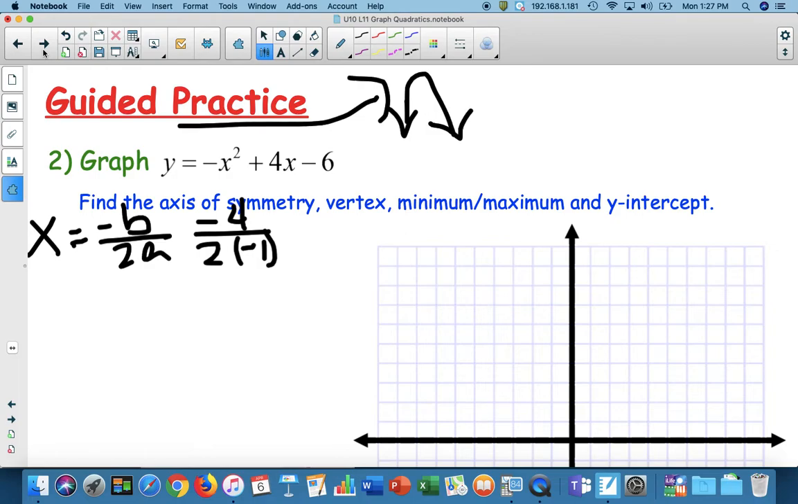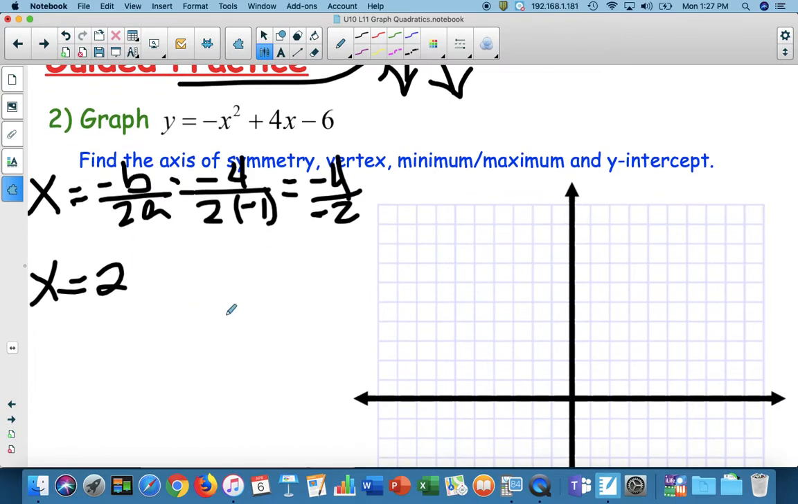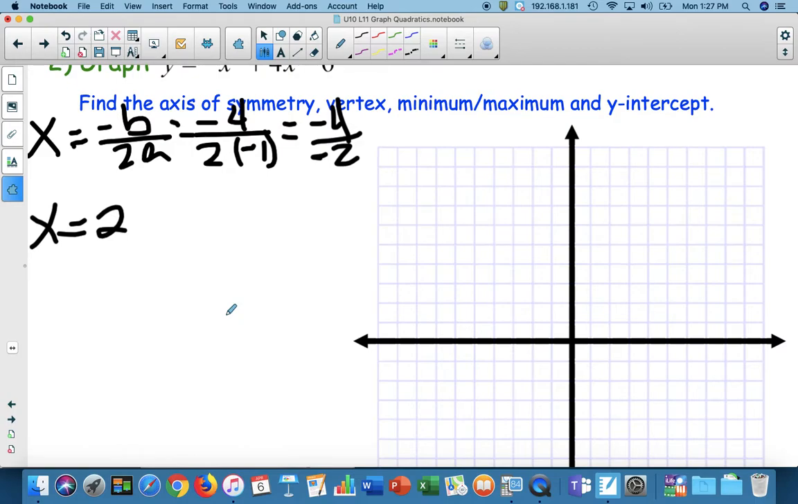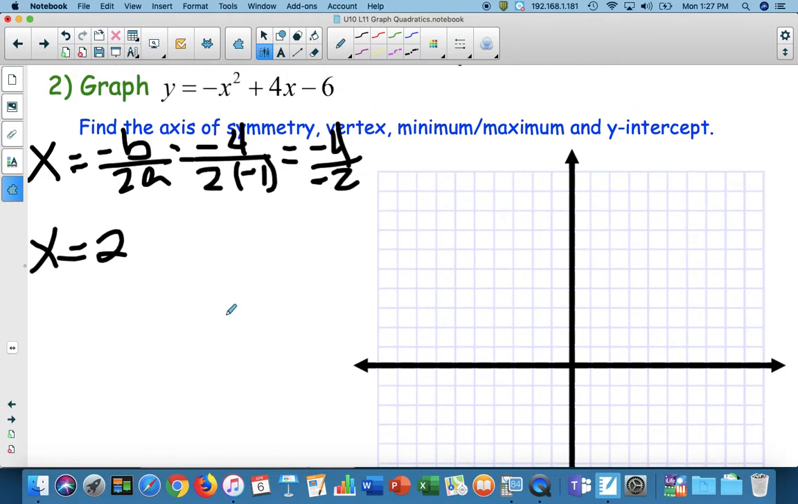So just get ready for that. Now we have -4 divided by -2, which means x is equal to 2. X is equal to +2. Now we got to plug it into the rest of the equation to find our y value. So we have y equals negative.